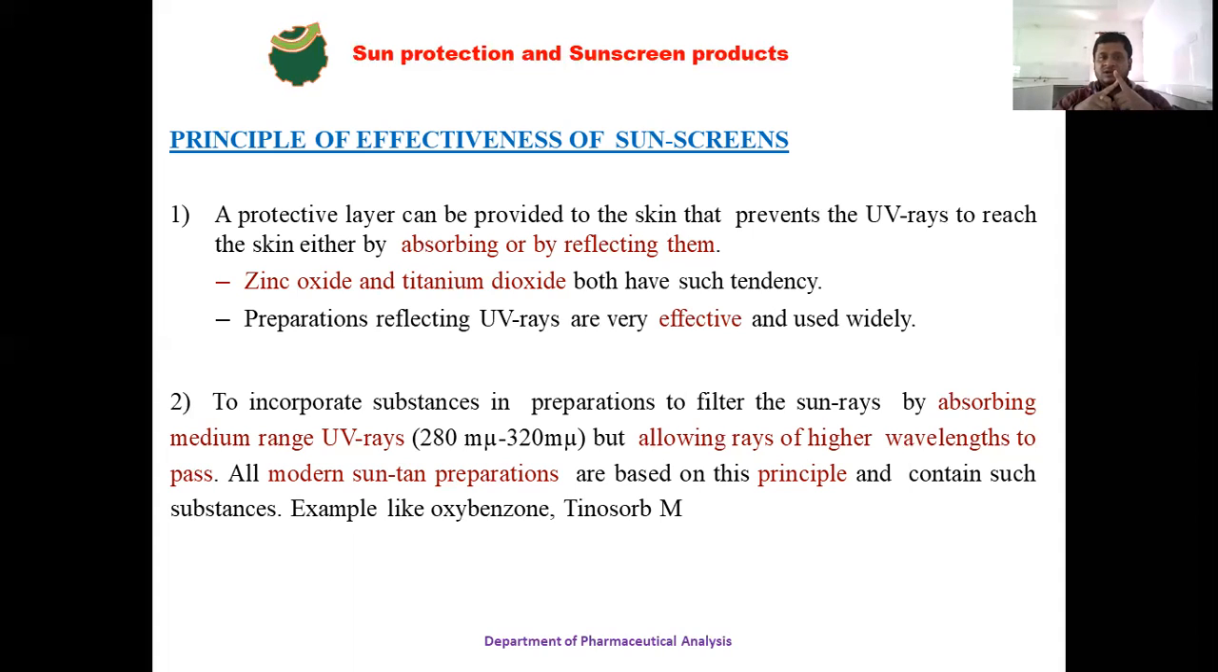Okay, so these are the first one. Now the second one is to incorporate some substances which will mainly absorb the medium UV rays, allowing the higher wavelength to pass. Whenever you apply a sunscreen preparation, there are certain ingredients present in that preparation which will mainly absorb the medium rays, the medium rays or the higher wavelength.